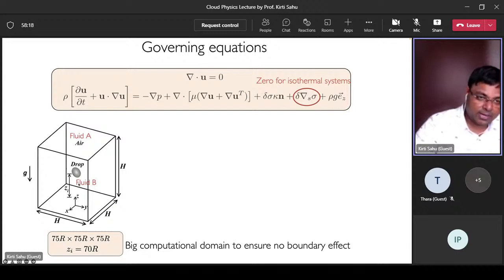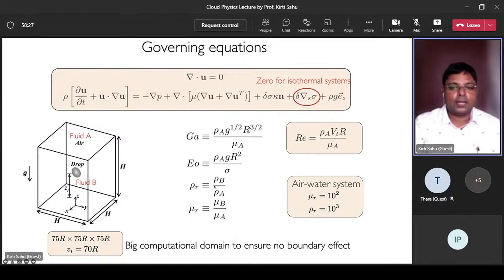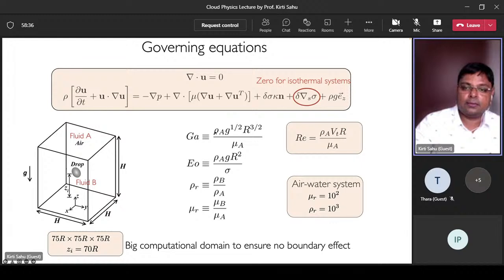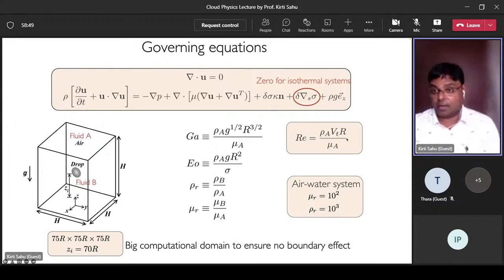Let's say we have a droplet designated by fluid B falling in air designated by fluid A. If we apply the Buckingham Pi theorem, we can show that there are 4 dimensionless numbers needed to describe this problem. First one is the Galileo number. This is actually the gravity force by viscous force. This is similar to the Reynolds number, but Reynolds number is generally defined based on the terminal speed. And in the last slide, we discussed that not all raindrops fall at the terminal speed. So it will be erroneous to define Reynolds number using the terminal velocity. So the most appropriate number is the Galileo number. Then we have Eotvos number, which is gravity force by surface tension force. This is similar to the Bond number.